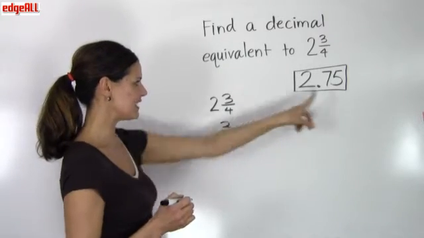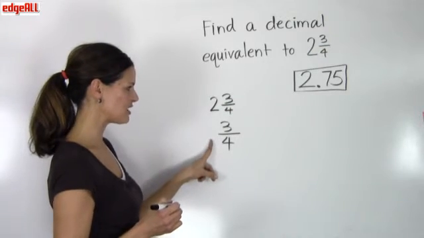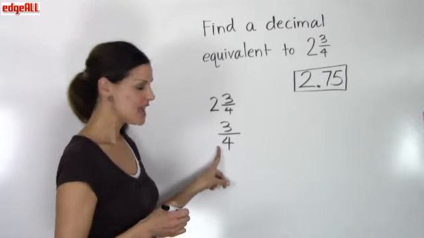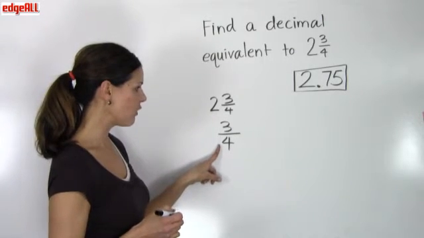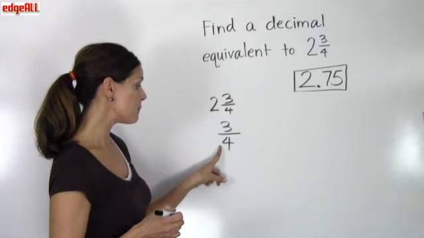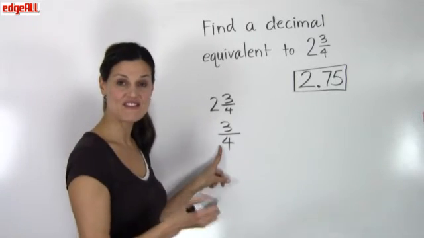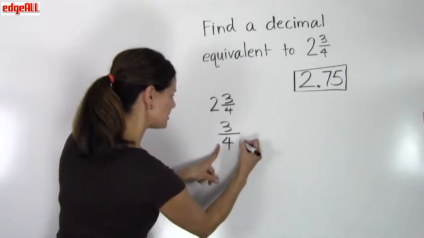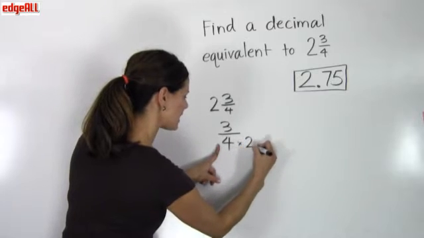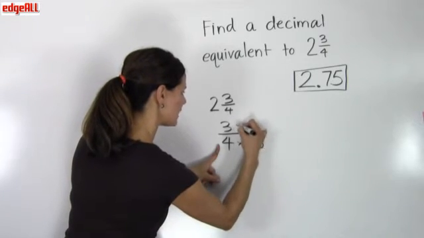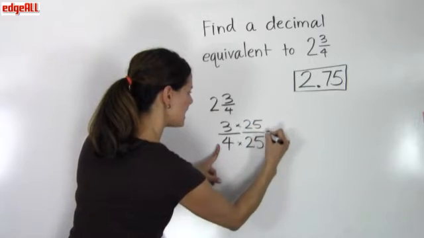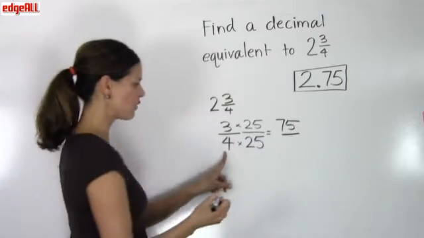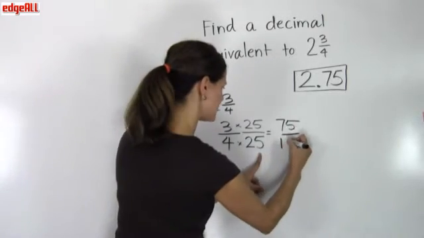But another way of finding the decimal equivalent of the fraction 3/4 is to convert the denominator to a multiple of 10. So when I look at this denominator here of 4, I can see that if I multiply 4 by 25, I will get 100, which is a multiple of 10. So if I multiply this 4 by 25, and I multiply my numerator also by 25, then I end up with 3 times 25 equals 75, and 4 times 25 equals 100.